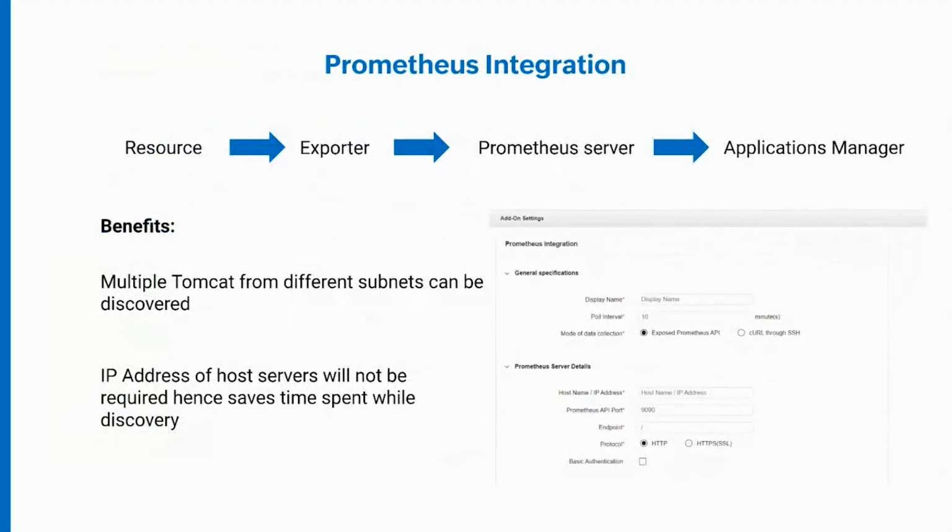Prometheus integration. This particular Prometheus integration has been released in the recent version of Applications Manager. With the help of this Prometheus integration, you can export the Tomcat monitor. Prometheus is a third-party monitoring tool. If you have added the Tomcat servers there, you can import all those Tomcat servers into Applications Manager when you integrate Prometheus. So rather than adding the Tomcat servers one by one, you can export and import them into Applications Manager with the help of this Prometheus integration.